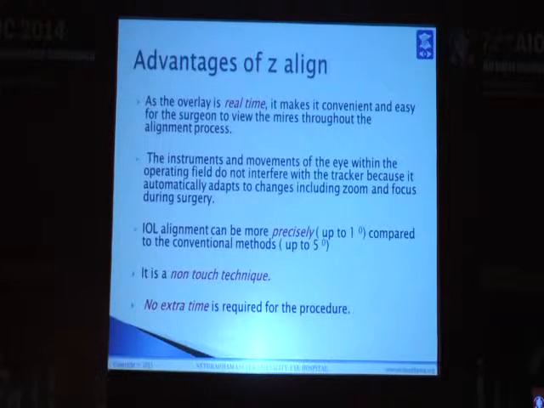The advantages of the Z-Align system are that as the overlay technique is real time, it makes it convenient and easy for the surgeon to view the markers throughout the alignment process. The instruments and movements of the eye within the operating field do not interfere with the tracker because it automatically adapts to changes, including the zoom and focus during surgery. The IOL alignment can be made more precisely, up to 1 degree, compared to the conventional methods, which have up to 5 degrees. It's a non-touch technique and no extra time is required for the procedure.